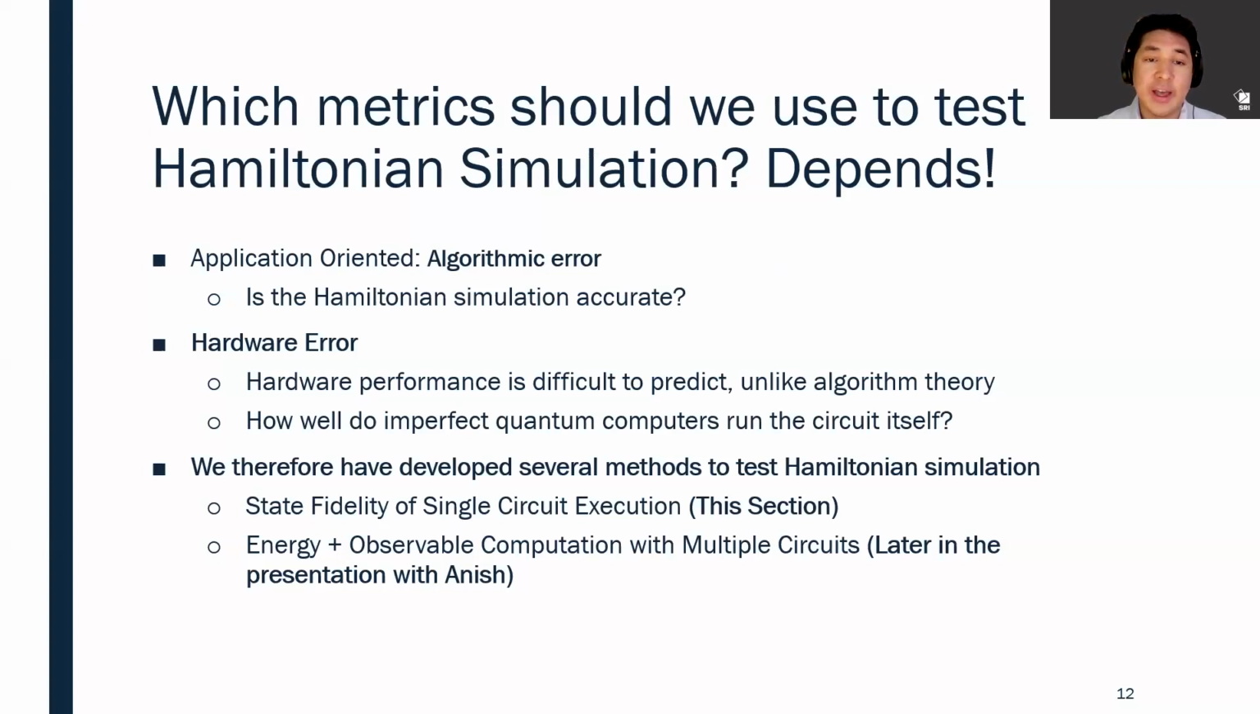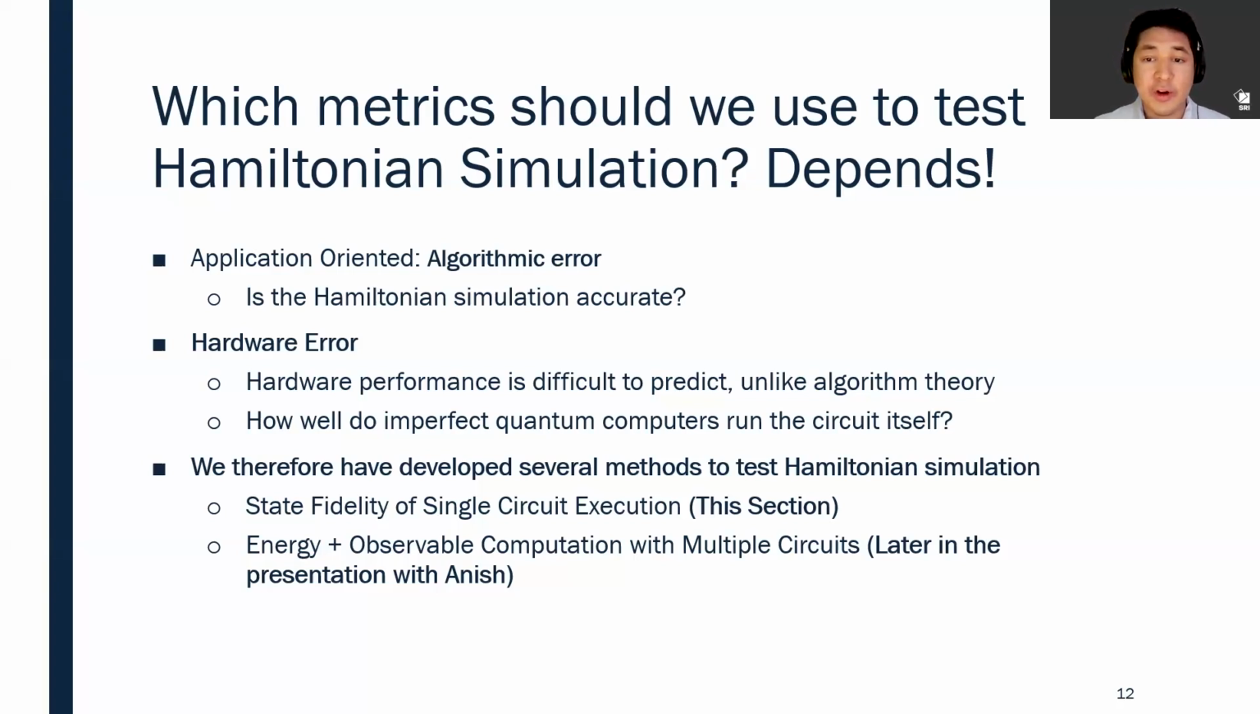So over the summer, we had to wrestle with the question of which metrics we should include for the Hamiltonian simulation algorithm. And we settled on: it depends, essentially. So we give users multiple options. The first option is application-oriented, and it's pretty straightforward. It's just asking, does your quantum computer accurately perform Hamiltonian simulation? The second is a little more complicated, but I think it'll make sense when I explain it.